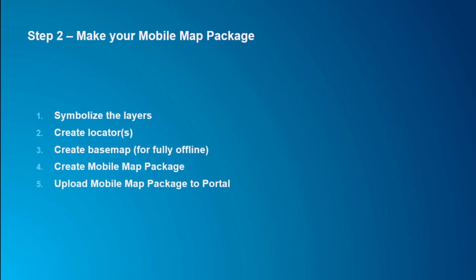Okay, so you've got your data. It's in the map. Now what? You will symbolize your layers like you've seen in the map. You create locators, and I'll show you in a second. Create a base map if you want your app to be fully offline. If you don't, it's okay. You can just use the ArcGIS Online base map. You don't need to do it fully offline.